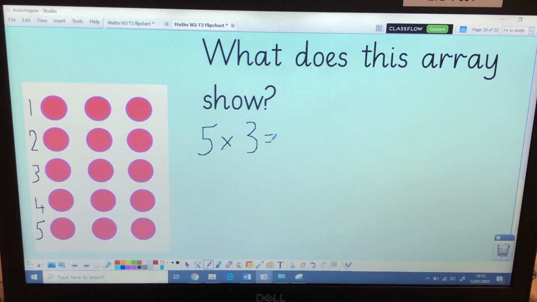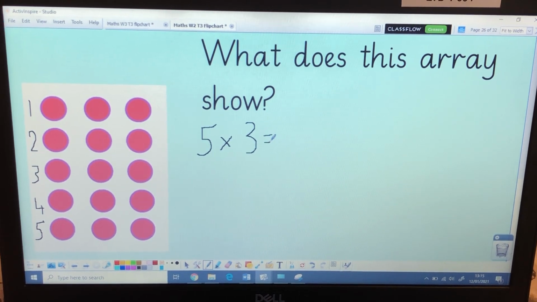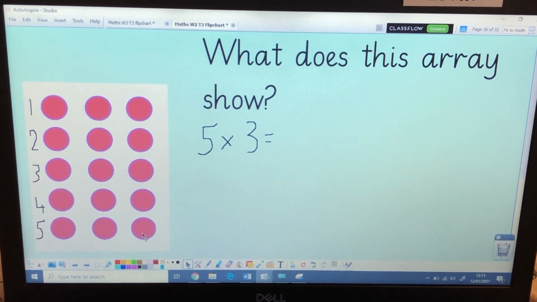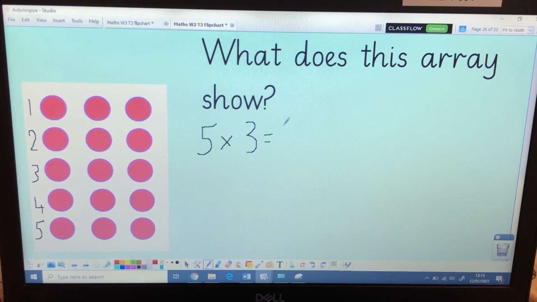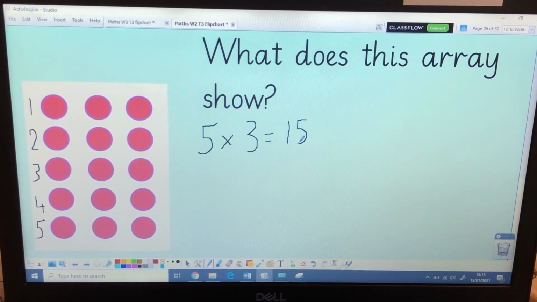And we can count up the objects and see what our answer is. Are you ready? Should we do it together? 1, 2, 3, 4, 5, 6, 7, 8, 9, 10, 11, 12, 13, 14, 15. So that means our answer to 5 times 3 is 15.